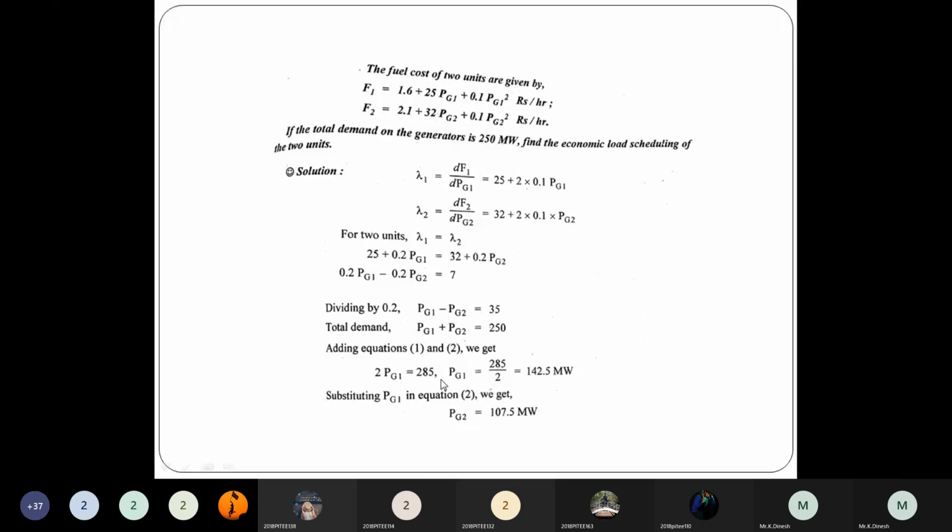So 2Pg1 equal to 285. Pg1 equal to 285 by 2. So the answer should be 142.5 megawatt. So now substitute this value in your equation number 2. So if I am substituting, the PG2 should be 107.5 megawatt. So the optimal condition is achieved means your PG1 should be 142.5 and PG2 is 107.5 megawatt.